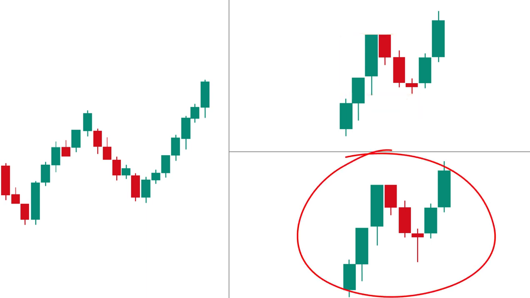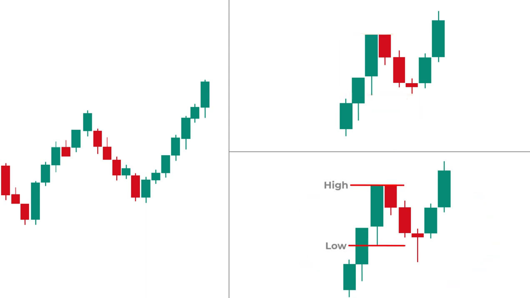Now, look at another example. Let's mark the high and low of the last bullish candle again. In this scenario, the red candle has taken liquidity of this green candle, but not broken the low with its body. No red candle's body has closed below the green candle. So, still, it is just noise. This is also not a valid retracement.